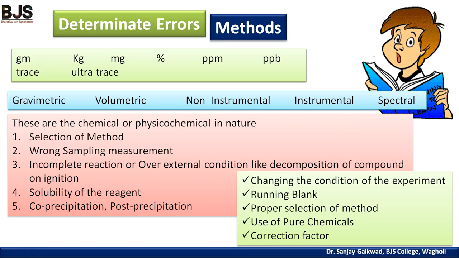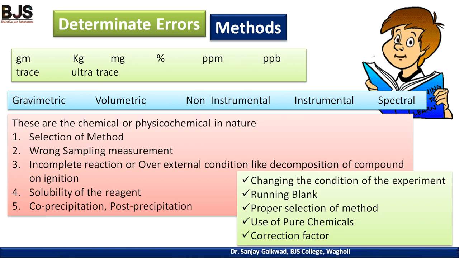Now the choice of method is most important, whether we have to use the gravimetric method or volumetric method, non-instrumental method, instrumental method or spectral method. These methods are chosen on the basis of the concentration of the analyte. Whether the compound or precipitate that we have to measure is in gram, kilogram, milligram, percentage, ppm level, ppb level, trace amount, or ultra trace amount. Depending on this quantity, we have to select the method, then standardize the method, and then use it. Otherwise what happens, if the compound is in milligrams and we use the gravimetric analysis method, the results are wrong.